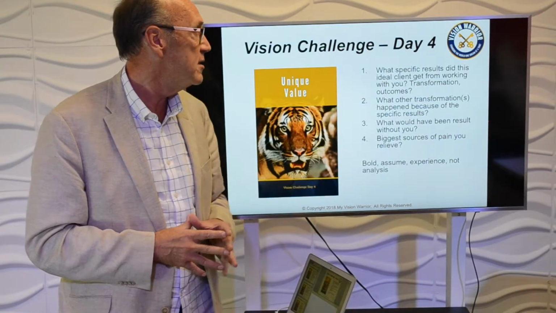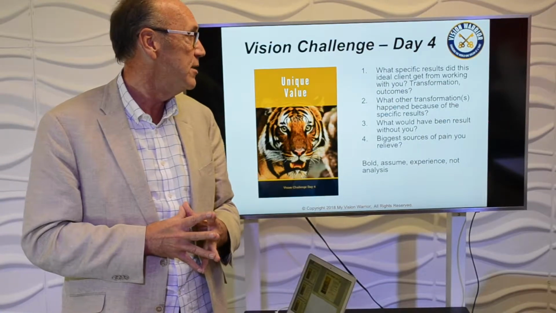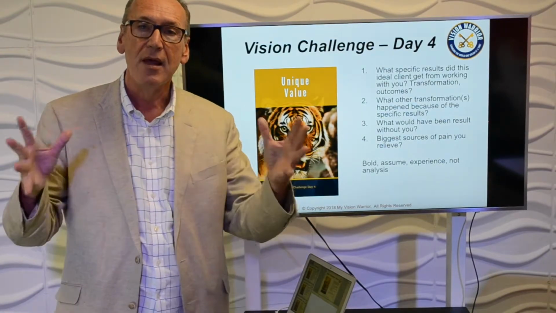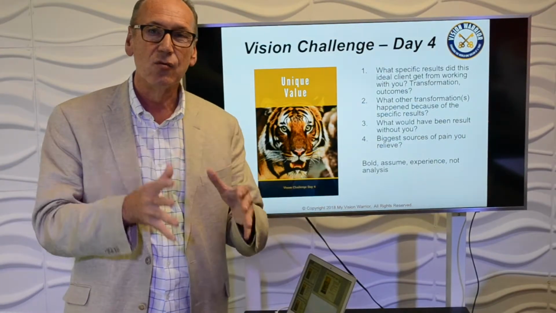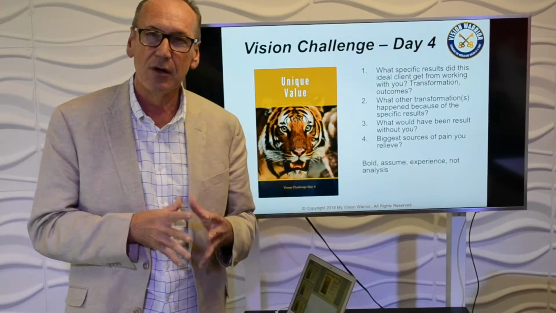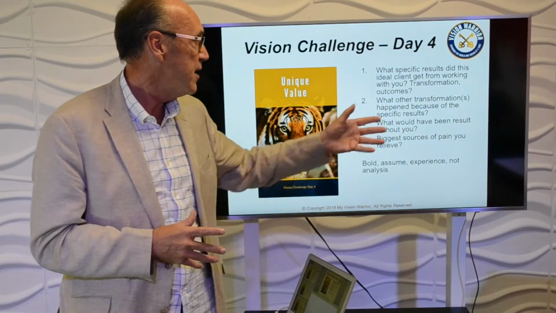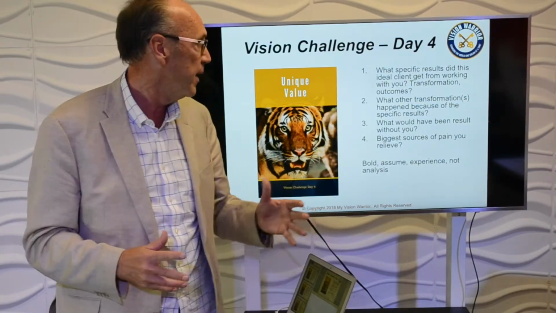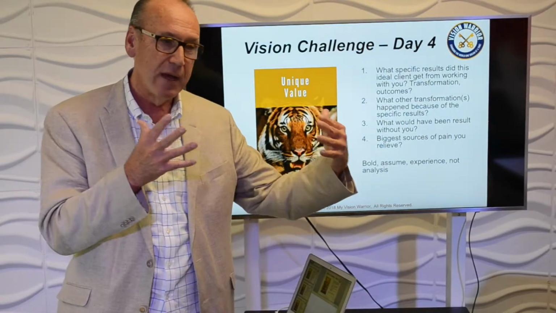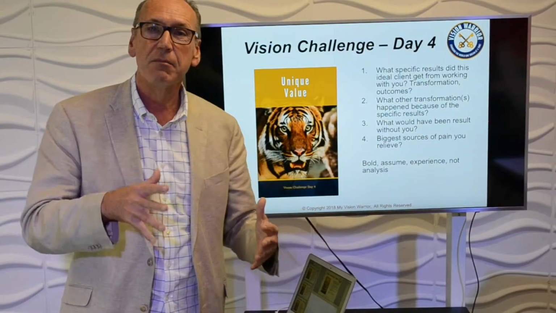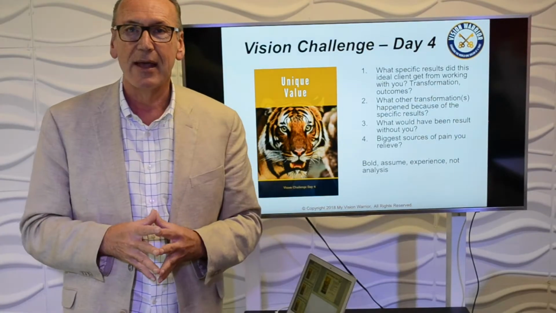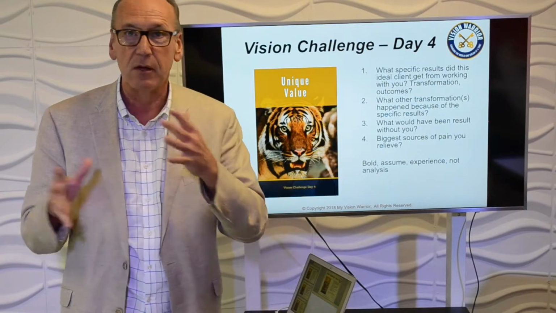One is, what specific results did this ideal client get from working with you? This is transformational. This is what they experienced. This is the direct, and the more specific and the more impactful those are as far as the direct results. Then the second question is, what other transformations happened because of those specific results? In other words, if somebody accomplished this, that managed to change their family life or whatever, and had that kind of impact or changed their trajectory.